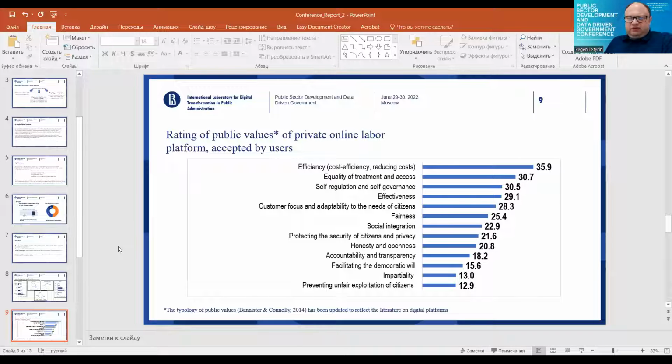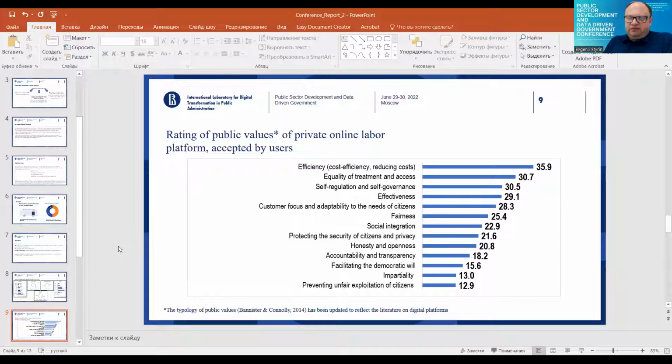If you see, the self-regulation is pretty high, so it means there is not so much bureaucracy here. Yeah, not much role of government. And the rules of the platform are pretty acceptable for job providers and job implementers.